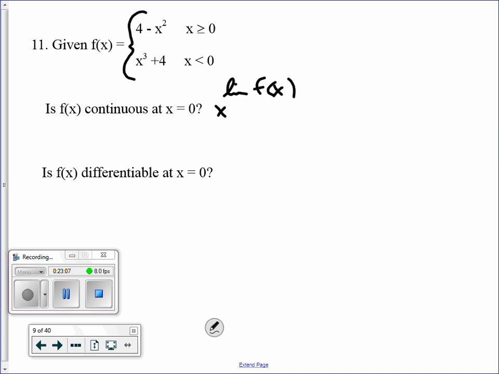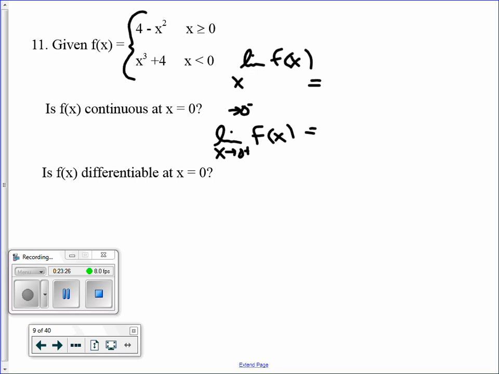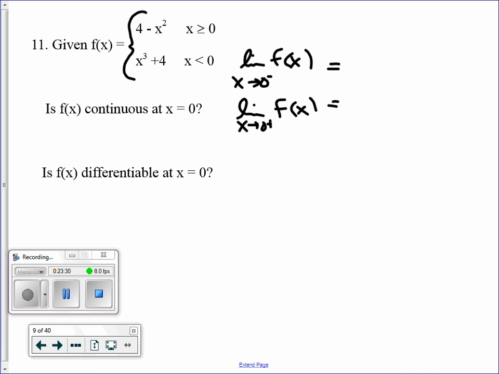So the limit of f of x as x approaches 0 from the left. You're going to need to find the limit of f of x as x approaches 0 from the right. And if they are equal, at this point you know the two-sided limit exists. So there are 3 values you need to find to show it's continuous. And you also actually have to get the actual value of f of 0.